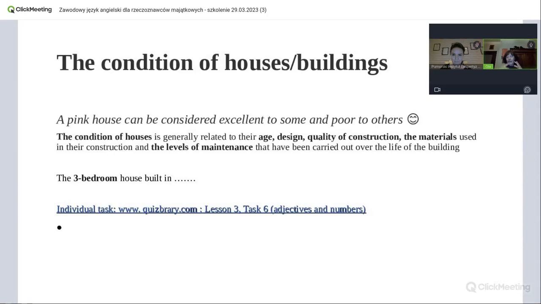I remember I was just a little girl and I met my mom's friends who were British and they asked me how big our house was. And I answered the question that it's got three rooms, so it's a three-room house. And they said, oh my God, so it's so big. And I thought, well, it's not big. It's got just three rooms. What are they talking about?